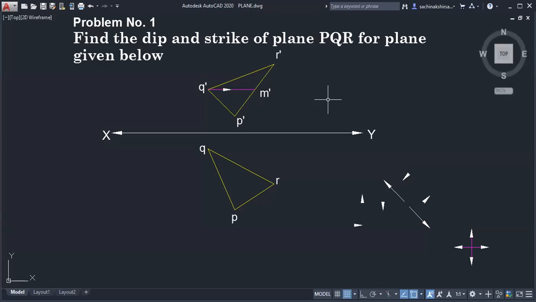Okay, PR. If I draw a vertically downward line in this way, where do I have to locate this point? On which line? Try to give a response. It will be on PR. So something like this, it will be on PR, and let us give the name M.